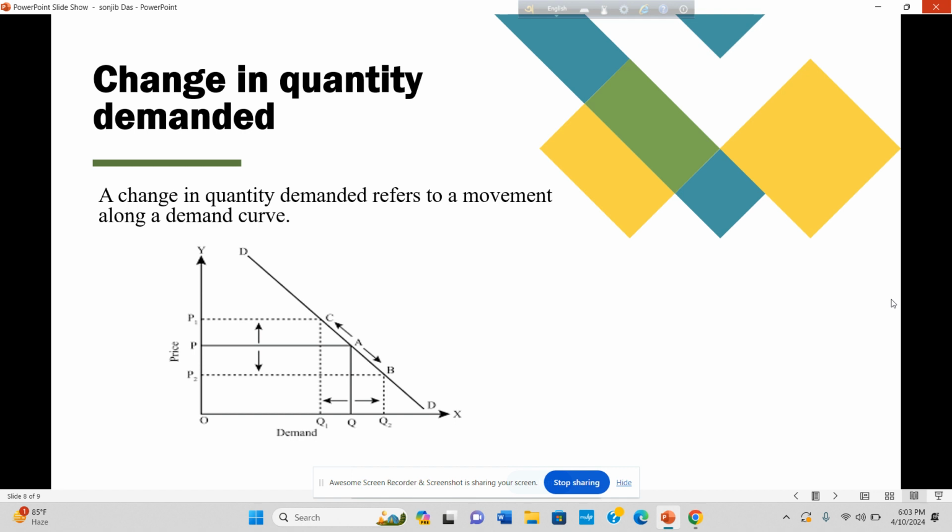In the curve, we can see that when the price is P1, the quantity demanded is Q1. When the price is P, then the quantity demanded is Q. And when the price is P2, then the quantity demanded is Q2. These points A, B, and C indicate the movement along a demand curve.